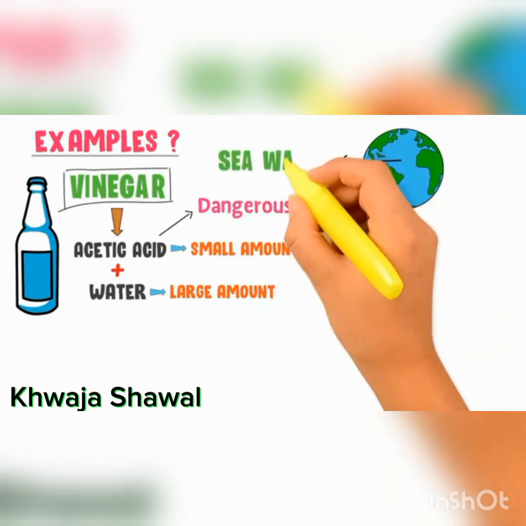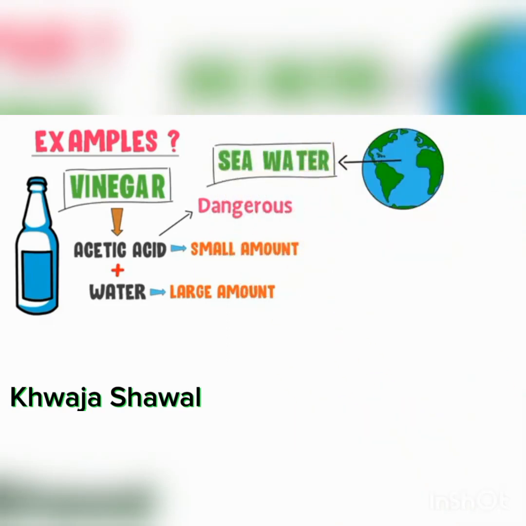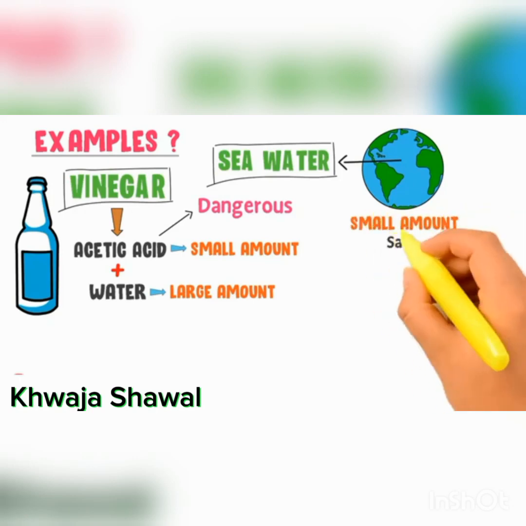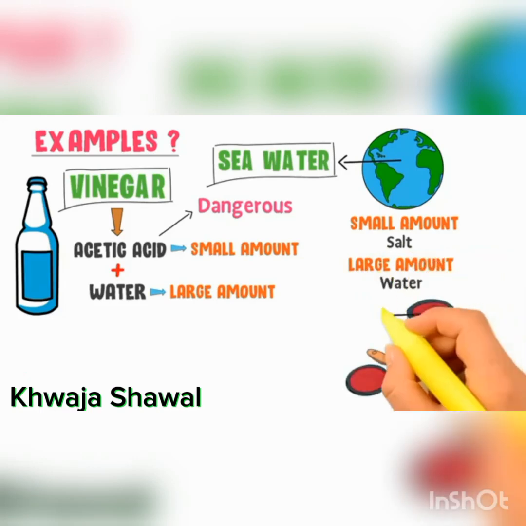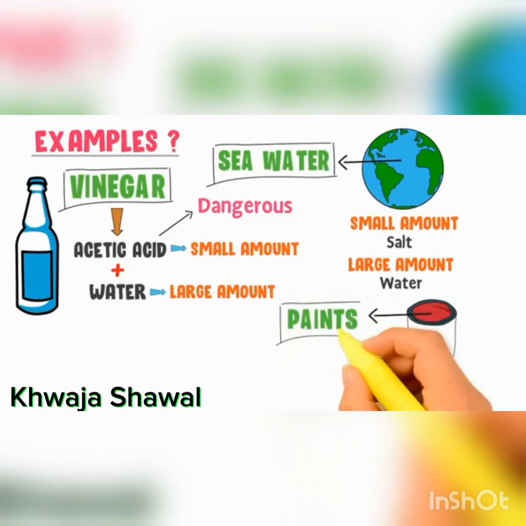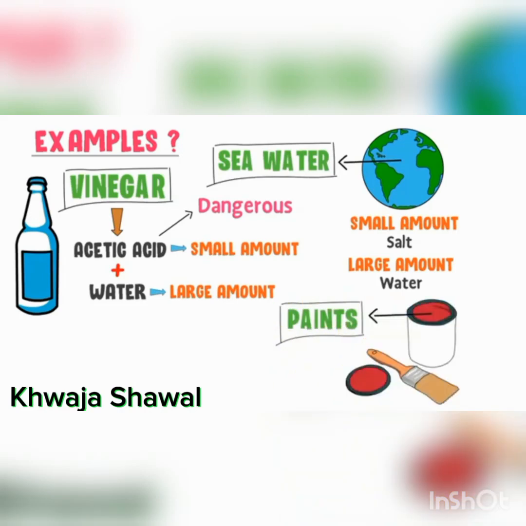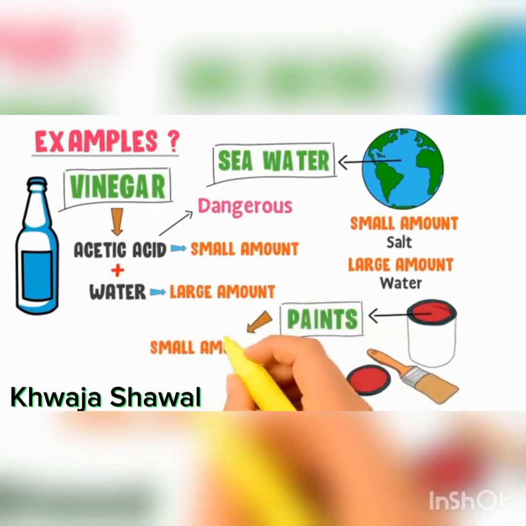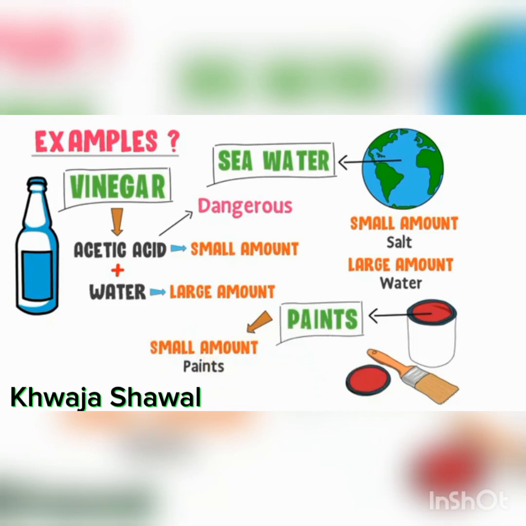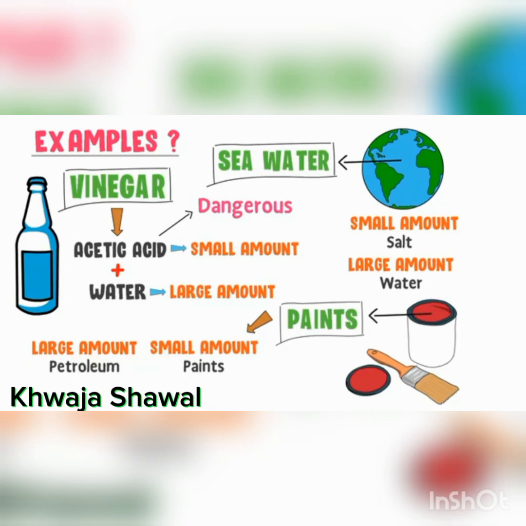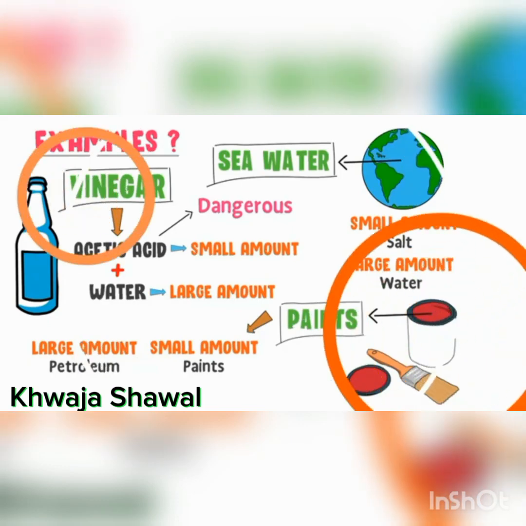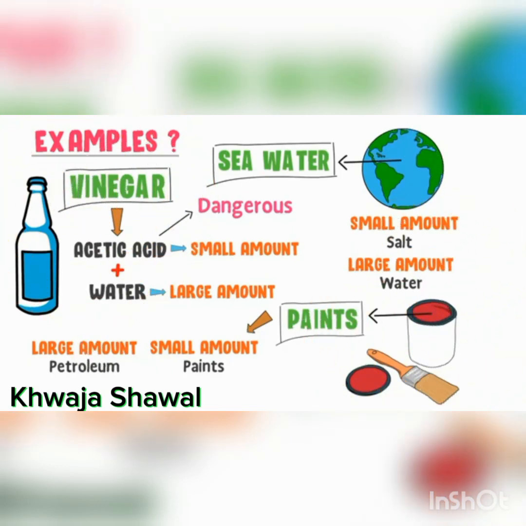Secondly, seawater is also an example of dilute solution because it contains a small amount of salt and a large amount of water. Third, paint is also an example of dilute solution because we take a small amount of paint and take a large amount of petroleum. These are some examples of dilute solution.